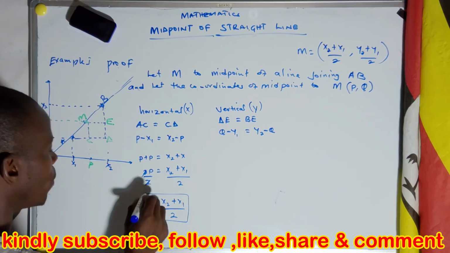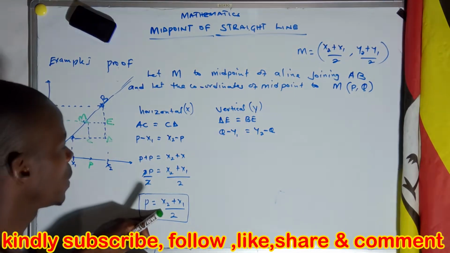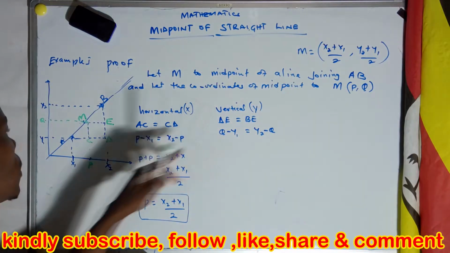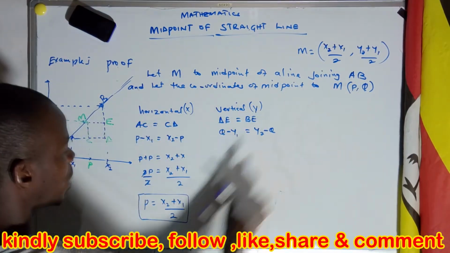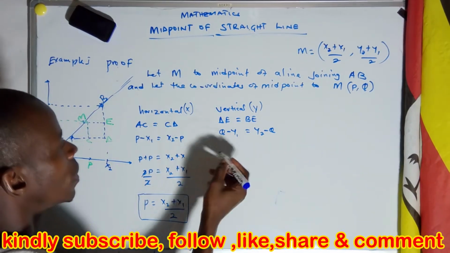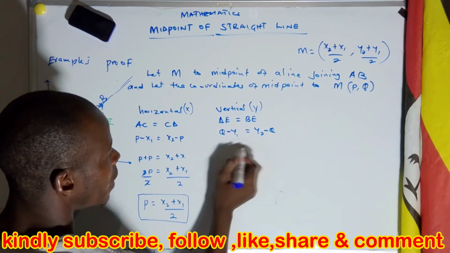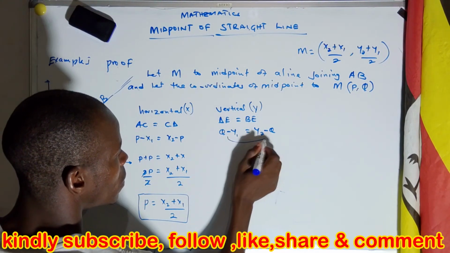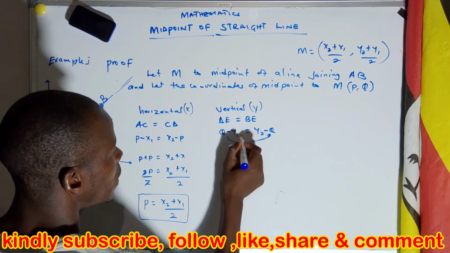The value of P we have got, this is P. So we're going to look for Q. Remember this P, the coordinates of midpoint. Let us look for Q. We collect like terms together. This one comes this side. This one goes this side.